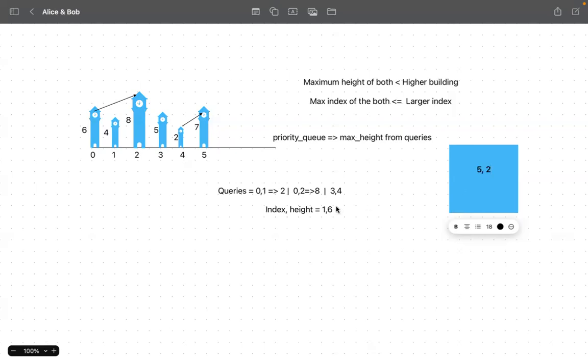So the index of the query is 2. Why? Because it's the third query: first query, second query, and this is the third query. So the third query, and 5 is the height. Yeah, so this is what we have pushed into the queue.